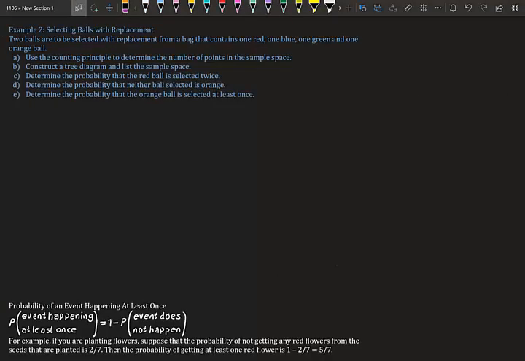Selecting balls with replacement. 2 balls are to be selected with replacement from a bag that contains 1 red, 1 blue, 1 green, and 1 orange ball. We're going to use the counting principle to determine the number of points in the sample space, construct a tree diagram, and list the sample space, and then we're going to do some probability stuff.